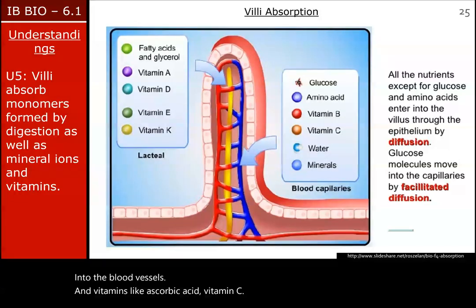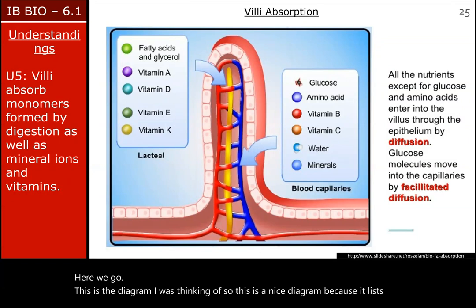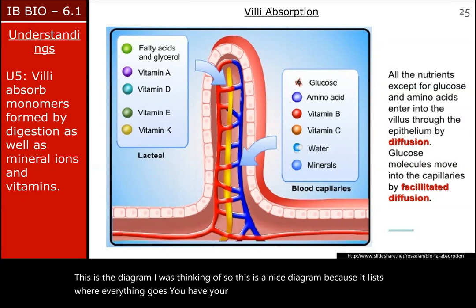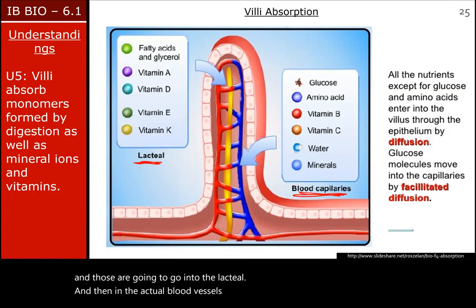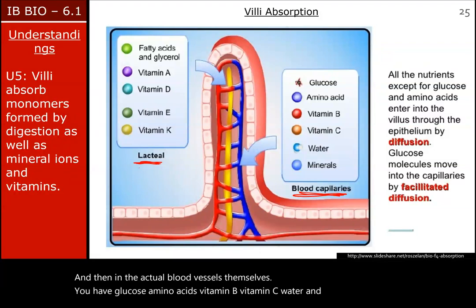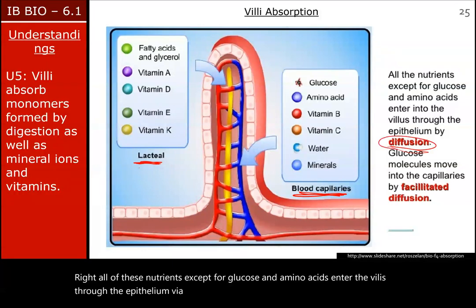Here we go. This is the diagram I was thinking of. So this is a nice diagram because it lists where everything goes. You have your fatty acids and glycerol, vitamins A, D, E, and K, and those are going to go into the lacteal. And then in the actual blood vessels themselves, you have glucose, amino acids, vitamin B, vitamin C, water, and minerals. Right? All of these nutrients, except for glucose and amino acids, enter the villus through the epithelium via diffusion. Simple diffusion, right?